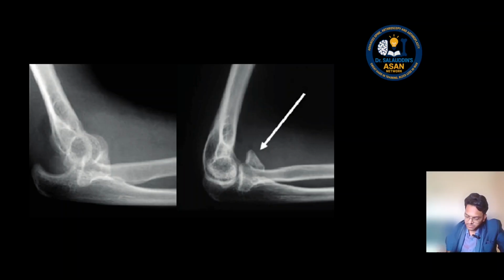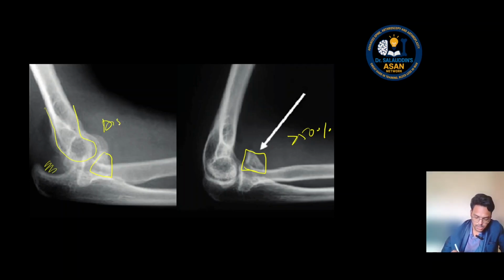Okay. Here is another example. You can see almost the whole of the coronoid process has been fractured out. This is more than 50% of the coronoid process fractured. As you can see, the distal humerus is not present in the olecranon, that is, it is dislocated. So if more than 50% of the coronoid process is involved, the elbow gets dislocated. This is type 3.